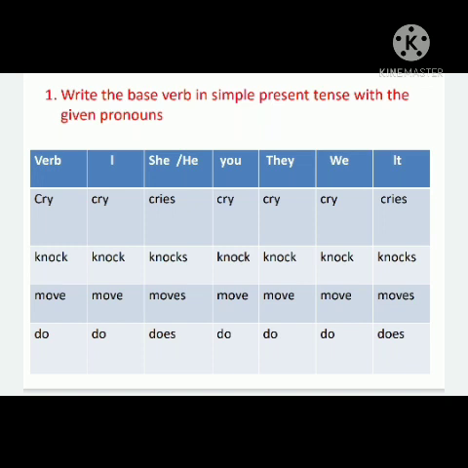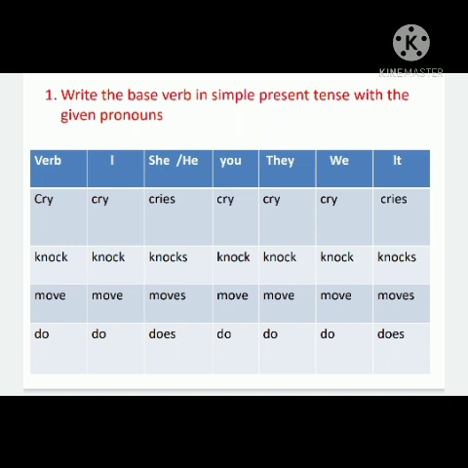Let us solve. The first one in the verb column is cry. For the I pronoun, if I is in the subject place, we have to write cry. He, she, cries. We have to add es to the verb. Then again cry for the remaining: you, they, we. The last one is for it. Only you have to remember, guys, only he, she, it. For a singular subject, we have to add s or es to the verb. This thing you have to remember.